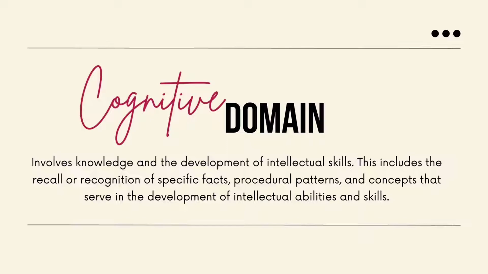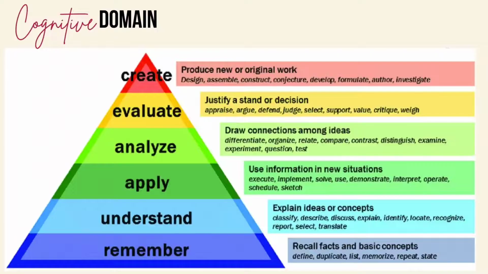This includes the recall or recognition of specific facts, procedural patterns, and the concepts that serve in the development of intellectual abilities and skills. The cognitive domain is structured from easy to difficult. From the lower level, which is remember, next is understand, then apply, analyze, evaluate, and the most complex, which is create. So this is the revised version of Bloom's cognitive domain done by Lorin Anderson.